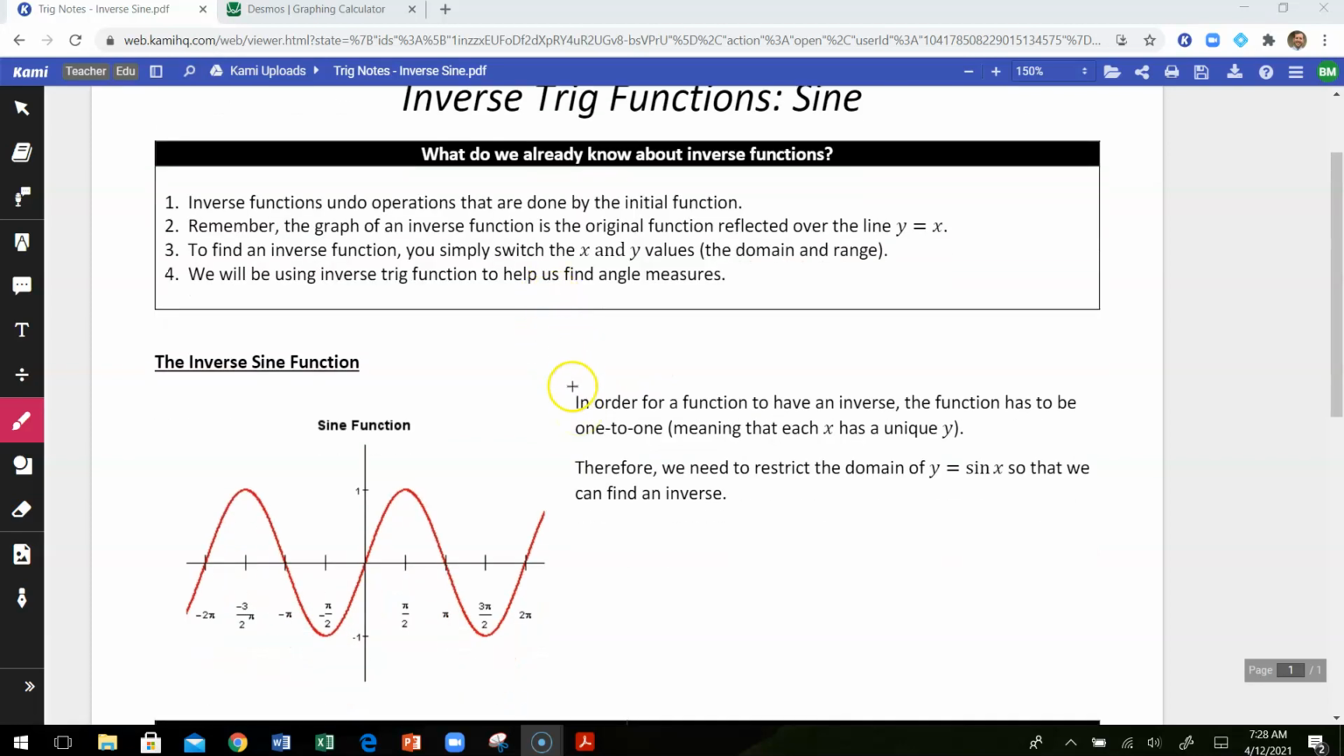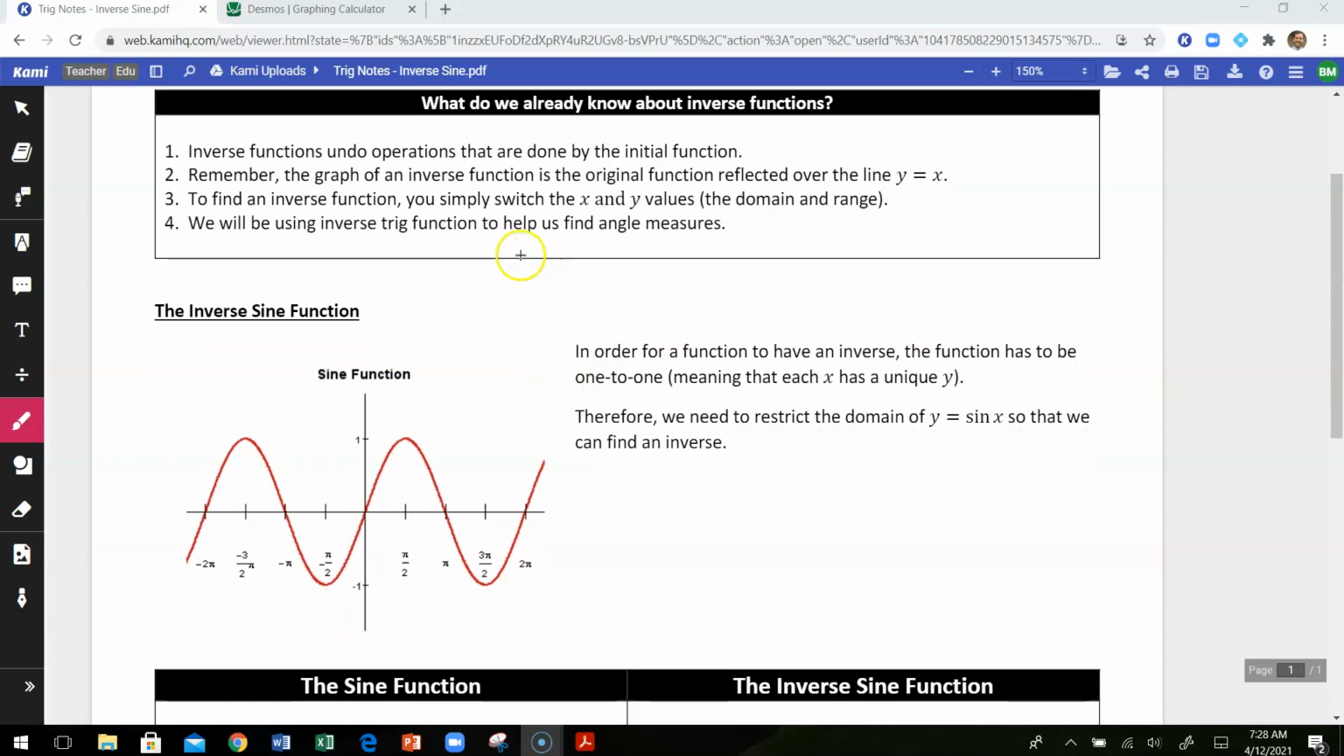So we want to make sure that our inverse function is exactly that. It's a function, right? So in order for something to be a function, going way back, you know that it needs to pass the vertical line test. So what I have here is the sine function. And if you were to draw vertical lines, you would only hit this graph one time with each vertical line, and therefore this is a function.